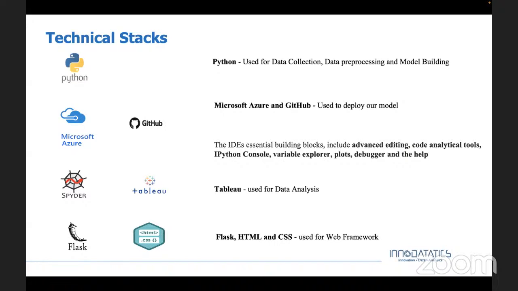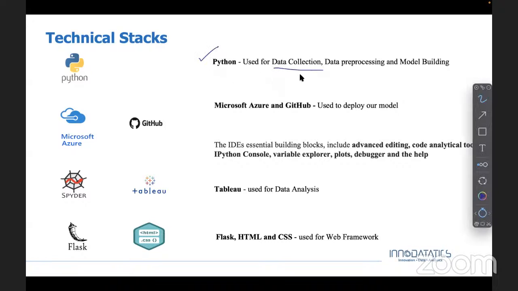So obviously Python was used as a statistical programming language. It was used for fetching the data from the SQL database, and then you perform the data pre-processing, model building, and a bunch of that. The team has made use of GitHub and Microsoft Azure to perform the deployment part of it. Of course, there was SQL Server, which was used.